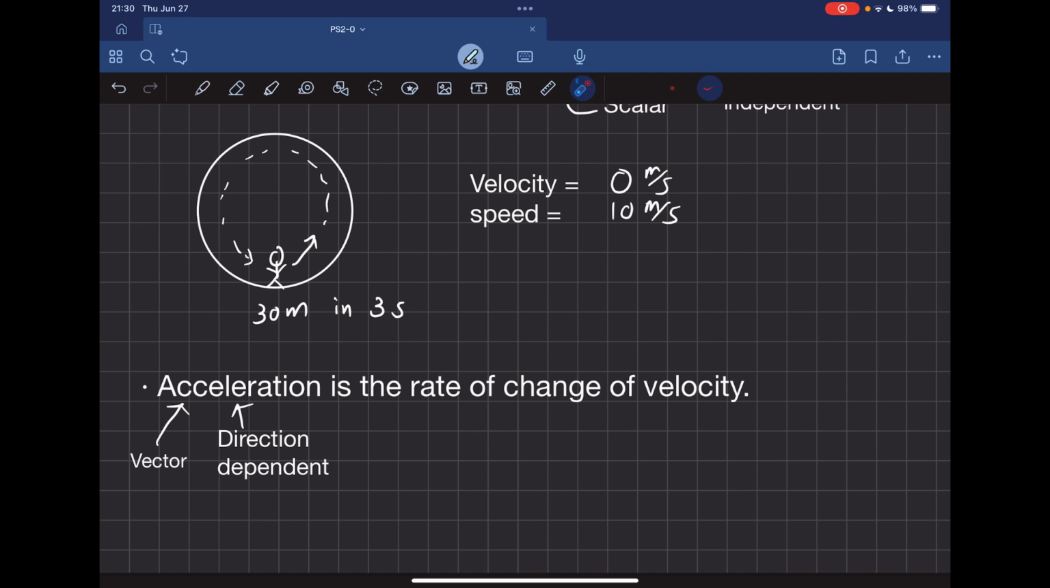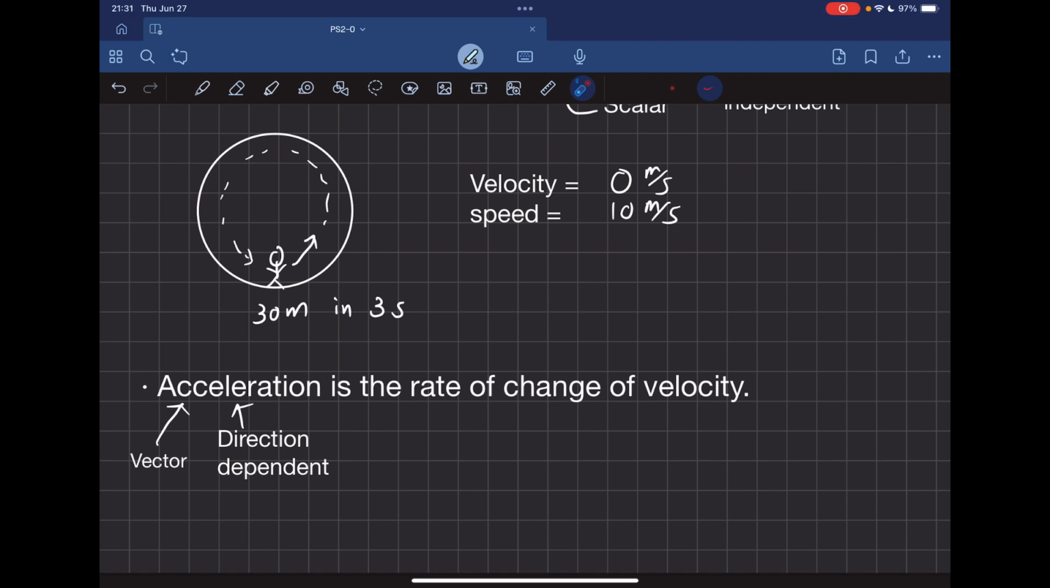Now, many things are important. The first one is that this is direction dependent and it's a vector. Acceleration can have a direction. It's not like your weight or energy where it doesn't have a direction. Acceleration does have a direction. It can be negative and it can be positive.